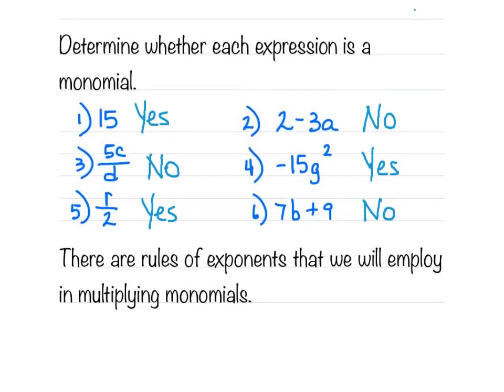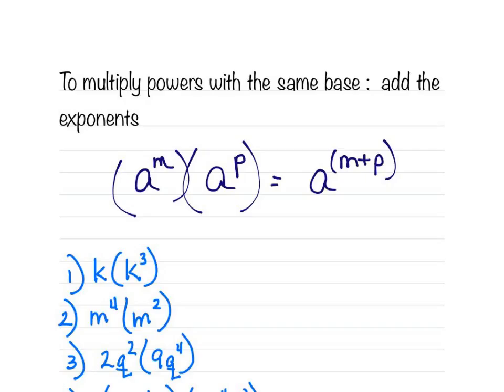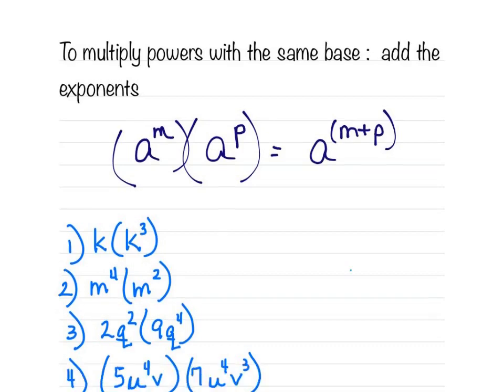There are rules of exponents that we will employ in multiplying monomials. So let's move on. To multiply powers with the same base, the rule says you will add the exponents. Please write this down. A to the m times a to the p is equal to a to the m plus p. Let's try some of these.